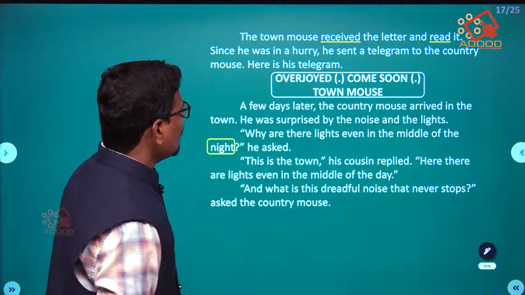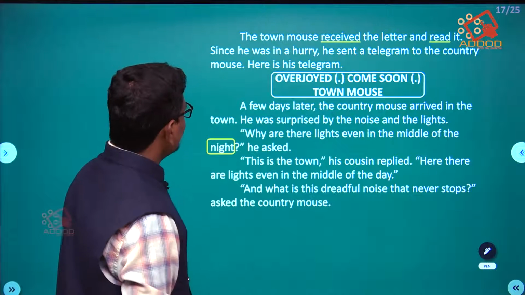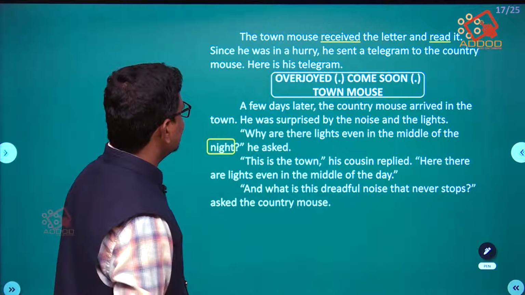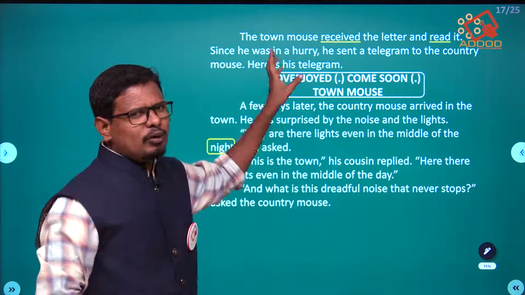The town mouse received the letter and read it. Since he was in a hurry, he sent a telegram to the country mouse. Here is the telegram. So the town mouse was busy.